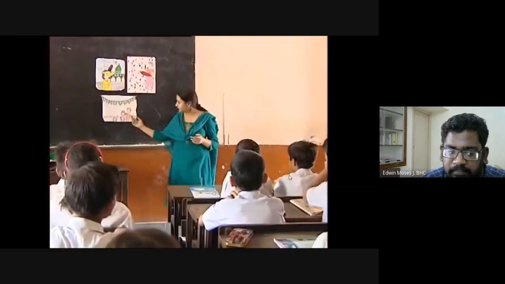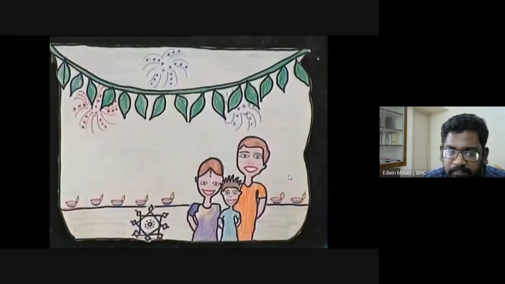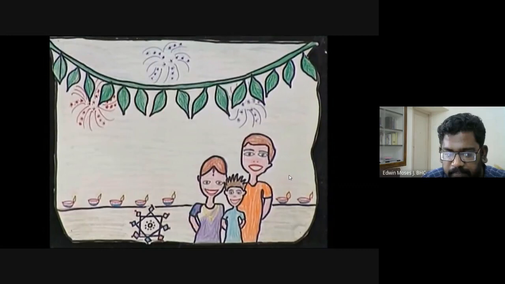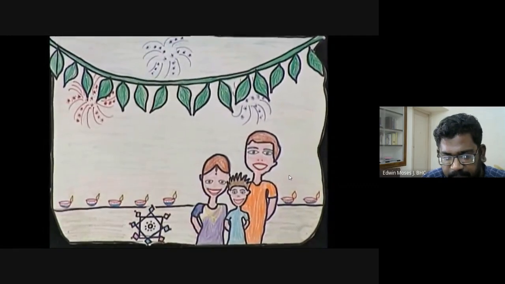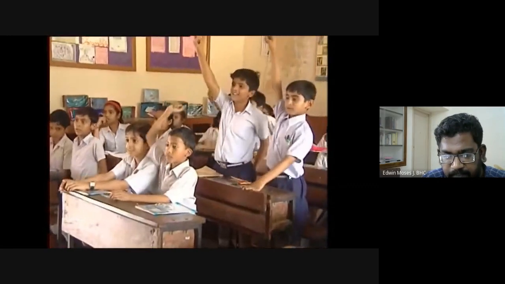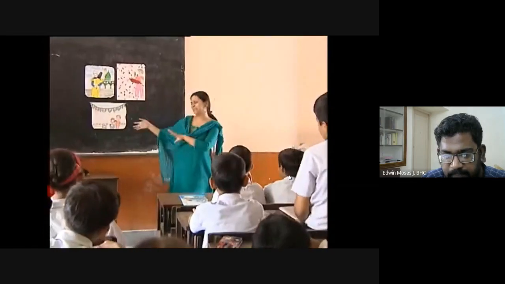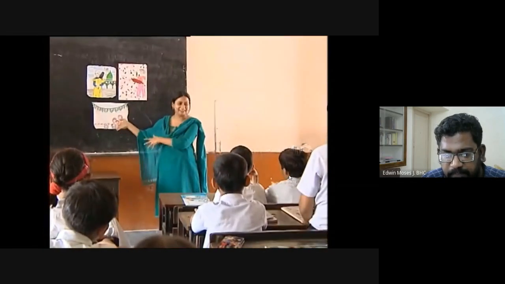Now, we are seeing three characters in this Diwali picture. Okay? Use your imagination. Tell me who are these? Father, mother and children. Okay, so we can say Mr. Khanna, Mrs. Khanna and his son.